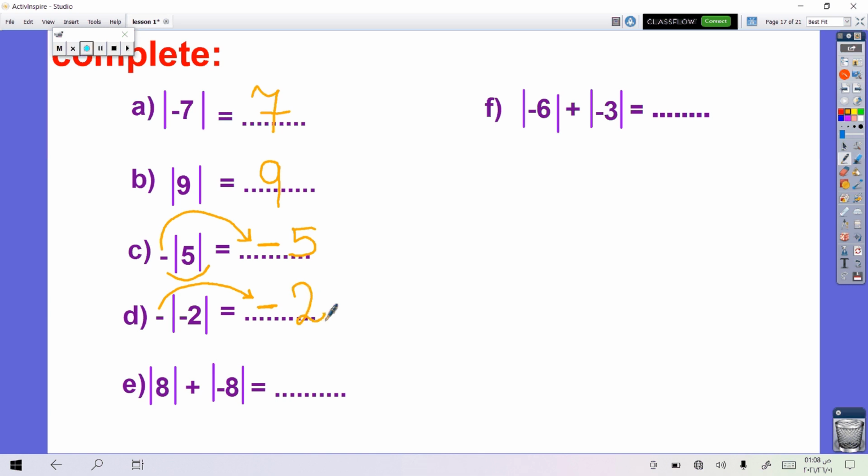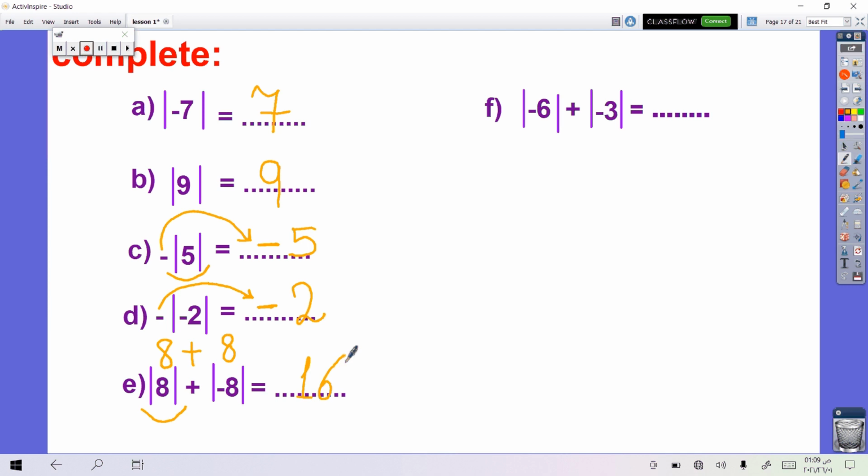Now we have absolute 8 plus absolute negative 8. First we have to find the result of absolute 8. It will be equal to 8, plus, then we have absolute negative 8. It will be equal to 8. So 8 plus 8 will be equal to 16.